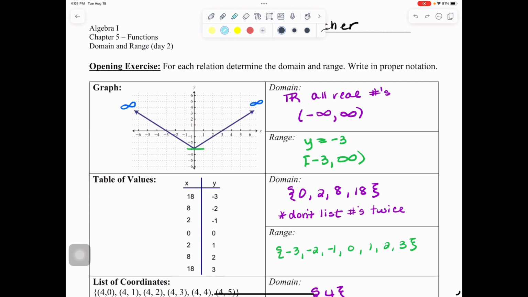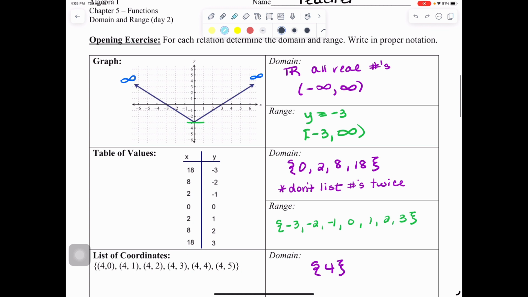For a table of values for the domain, you want to list all the x values. Do not list any numbers twice. So that's 0, 2, 8, and 18. For the range, you want to list the y values. So that's -3, -2, -1, 0, 1, 2, and 3. Don't forget your curly brackets for set notation.